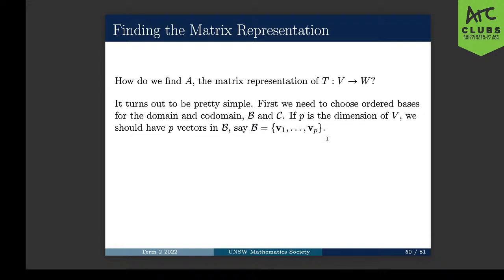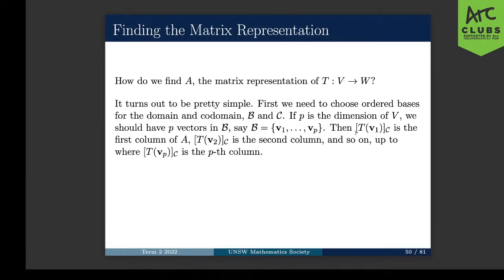Then the process of finding this matrix representation is just applying T to each of these basis vectors, finding their coordinate vectors with respect to C, the basis on the codomain, and those will form the columns of A. So the coordinate vector of T(v1) will form the first column of A, the coordinate vector of T(v2) with respect to C is the second column, and so on, so you get p columns, with the last one being the coordinate vector of T(vp) with respect to C.